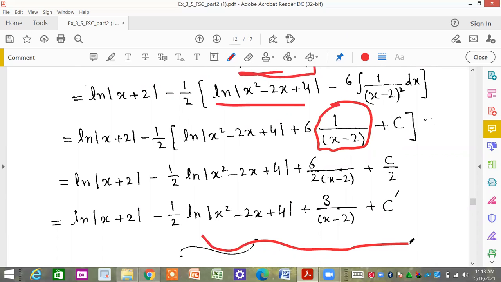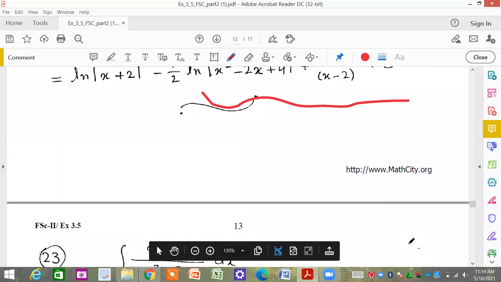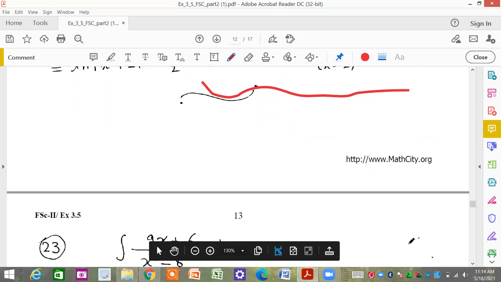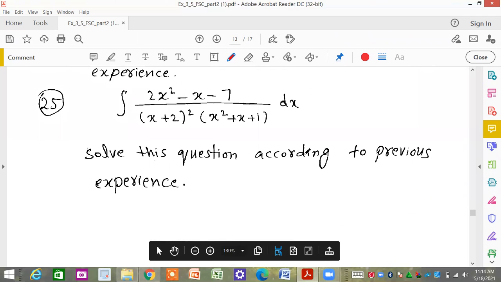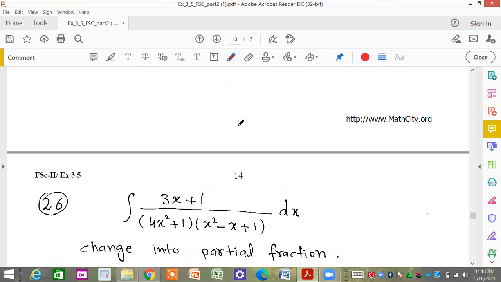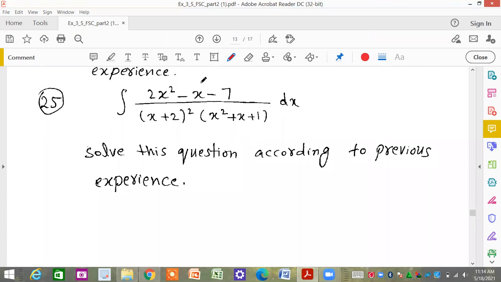After question number 22, we will discuss question number 25. After question number 25, we have question numbers 30 and 31. Question number 25 is 2x square minus x minus 7 over x plus 2 whole square, x square plus x plus 1. So here we are going to discuss this question.